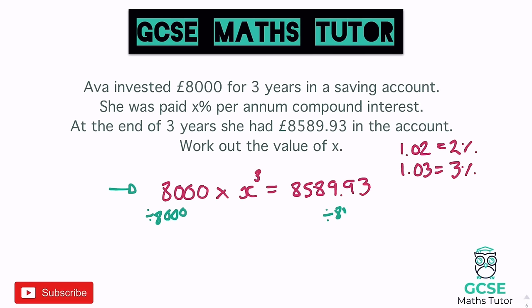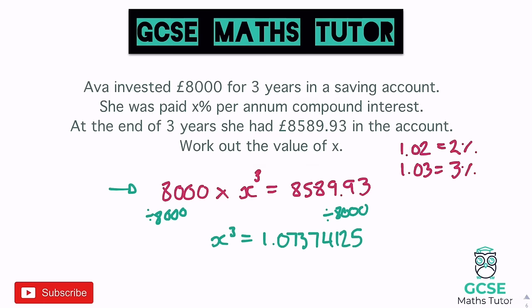So divide both sides by 8,000, and we get x cubed equals, and let's actually go about doing that, 8,589.93, and we get 8,000. Sorry, I've not actually typed the divide in. Divided by 8,000, and we get 1 point. Let's have a look. Let's write this down. X cubed is 1.0737. What else we got? 4125. There you go. So x cubed equaled this number here.